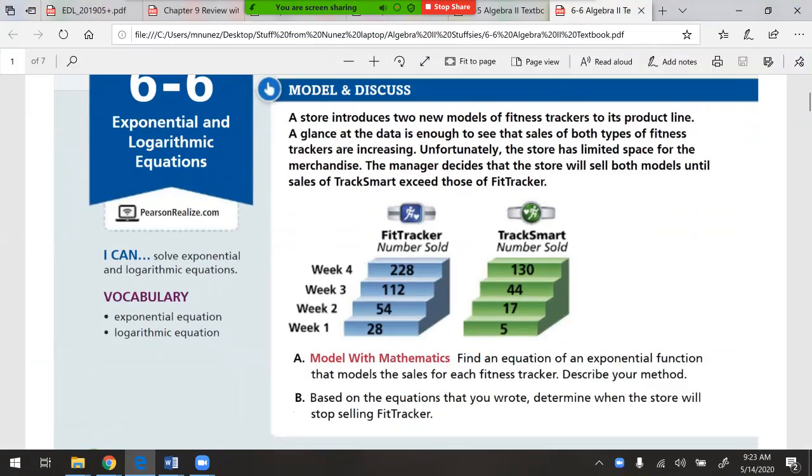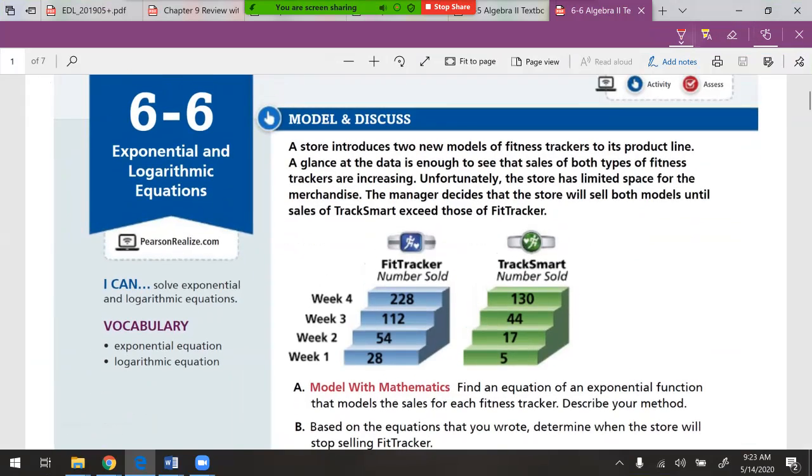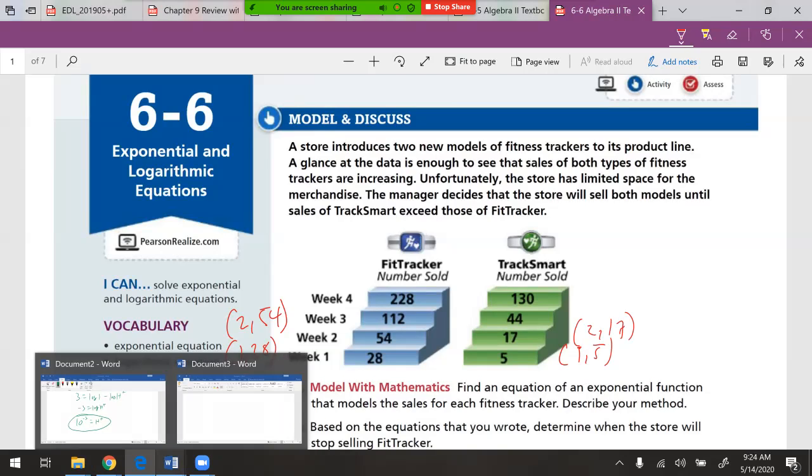Describe your method. Well, we're going to use what I taught you guys as regards to consecutive points. So for this one here, when x is 1, the answer is 28. 1 and 2, and the answer is 54. And for this one, 1 and 1, the answer is 5. 1 and 2, it is 17. Simple. Now we're going to find the b value.